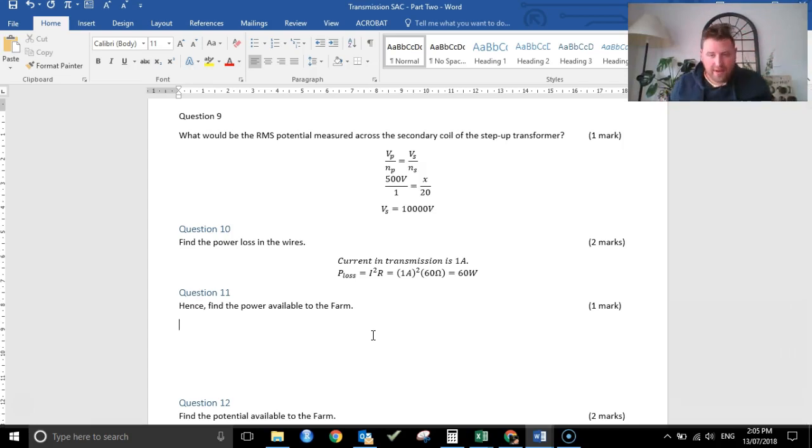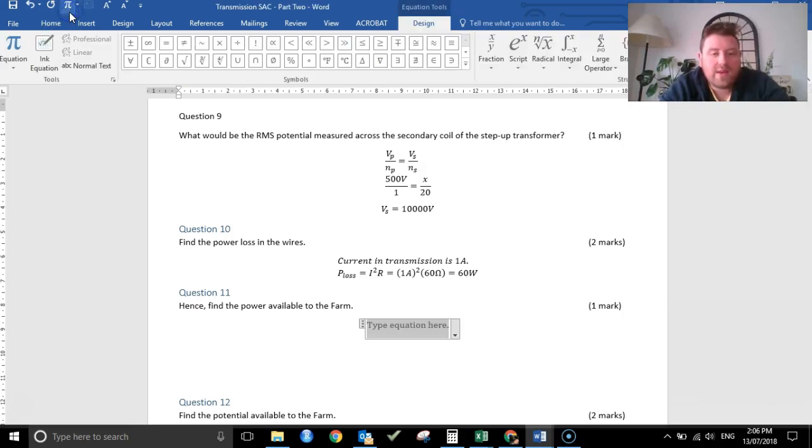So now we want to find how much power is available to the farm. Well, if we're saying that the only power lost in the circuit was lost right there, then that 60 watts is all that was lost. So P load is going to be equal to P generated minus P lost. So that's going to be 10,000 watts minus 60 watts equals 9,940 watts.